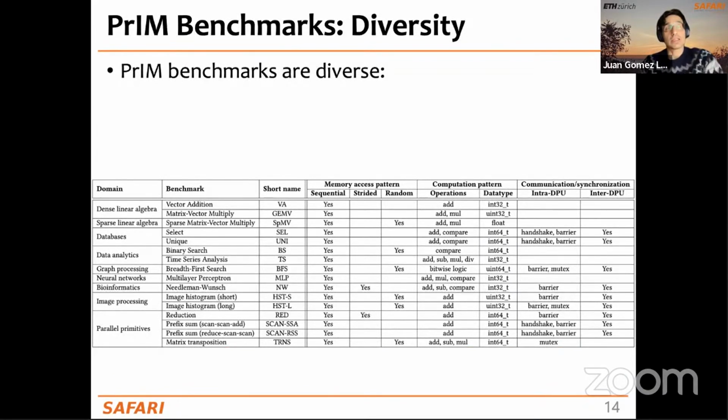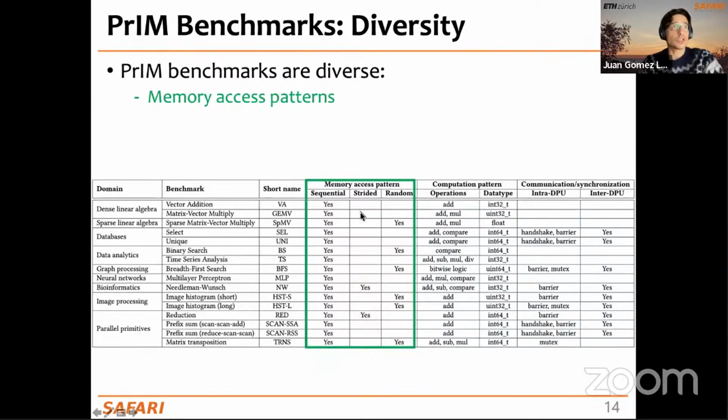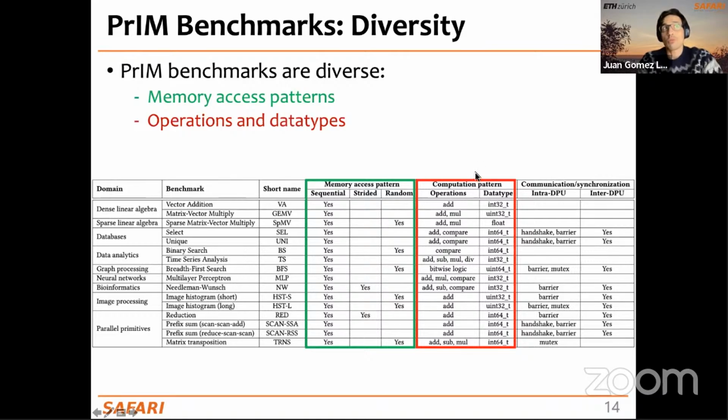So the second reason to select these workloads is that they are diverse, in terms of memory access patterns. As you can see, some of them have sequential accesses, strided accesses, random accesses. Remember that when we talked about the microbenchmarking of the architecture, we were also studying the bandwidth that we could achieve from memory for these different memory access patterns. We also have different computation patterns in terms of operations that are used and data types as well. And we also have different communication and synchronization needs.